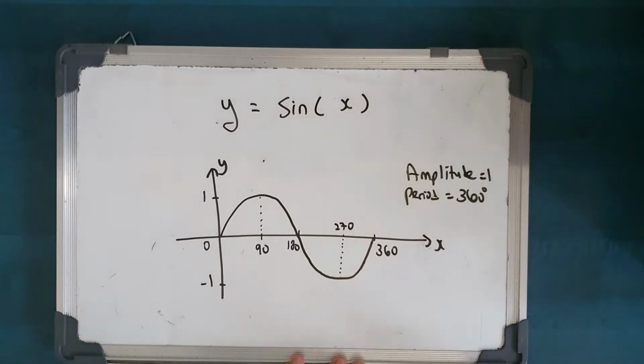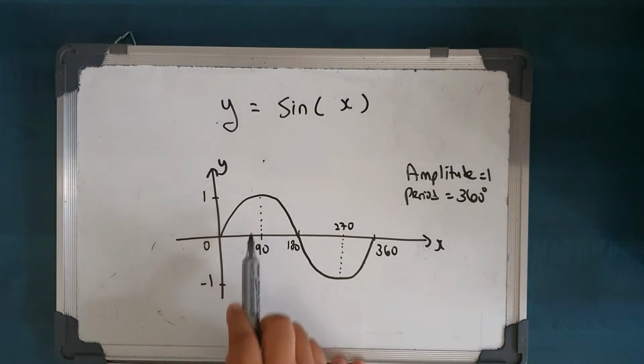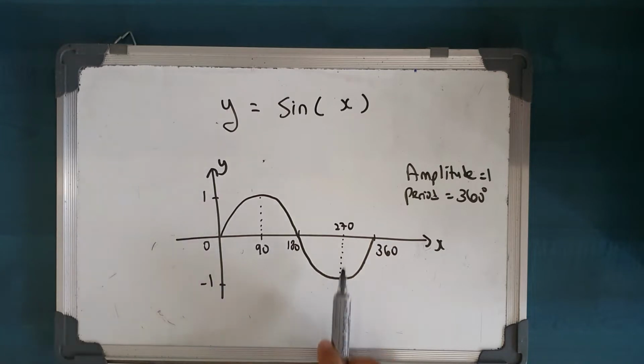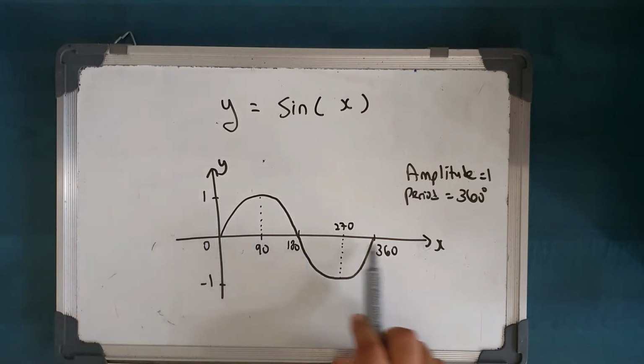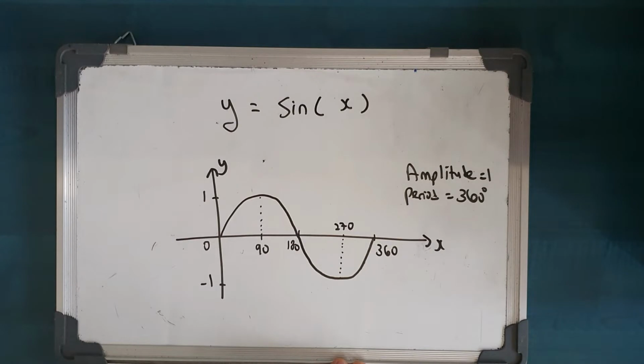Amplitude is the distance from the highest point to the axis of curve, or from the lowest point to the axis of curve. And therefore, what is the axis of curve? The axis of curve is the line that cuts the graph into half.